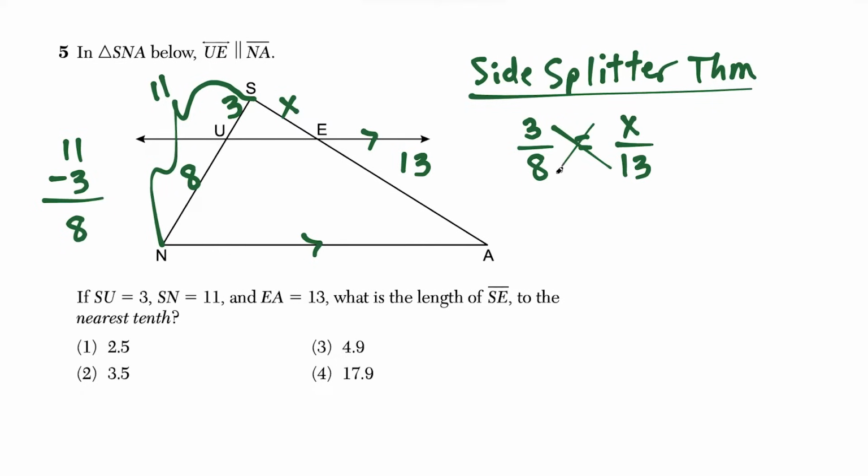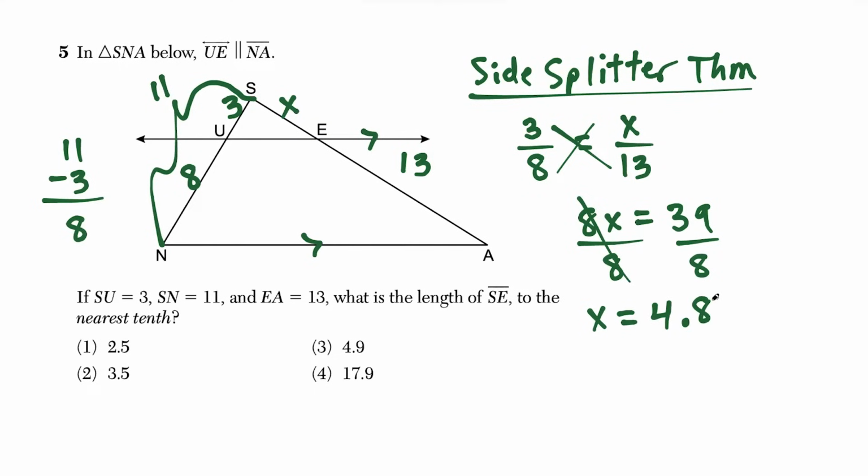And then from here, all we have to do is solve for x. So we cross multiply. We're going to have 8 times x is 8x, and this equals 13 times 3 is 39. And then from here, we just do the division, and this we could just type in a calculator. So if you do 39 divided by 8, that's going to give you 4.875.